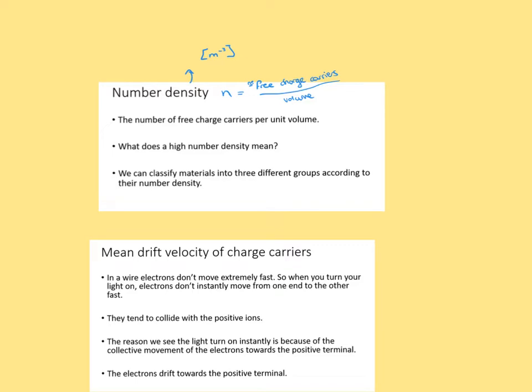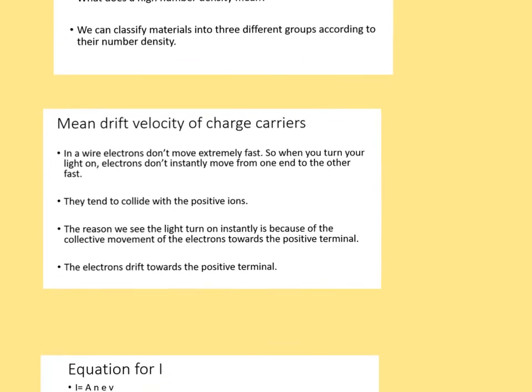We also use this number density to classify materials into 3 different groups. Metals will have the highest number density, so 10 to the power of 28 is a usual number. Semiconductors will have a value closer to 10 to the power of 17, 18. So they have a lower number density, but we can do things to change that, and we'll talk about it later. And then you have insulators that have a very low number density because they don't have as many free charge carriers.